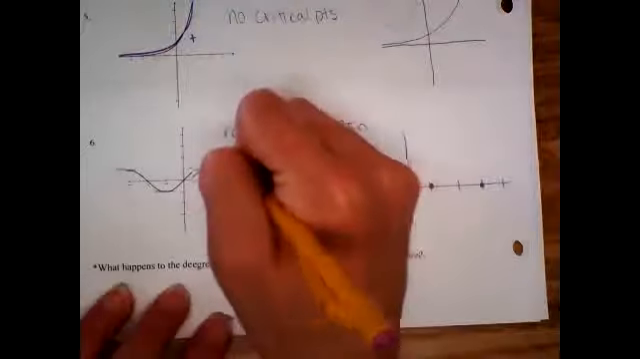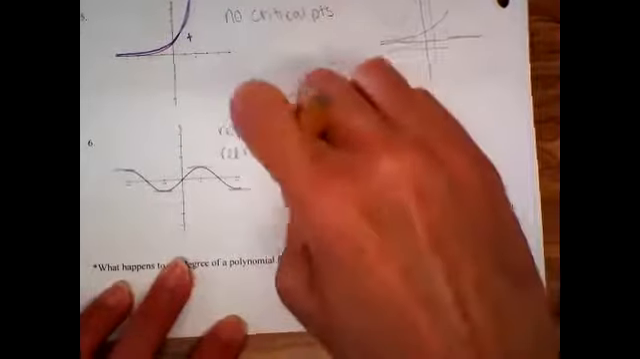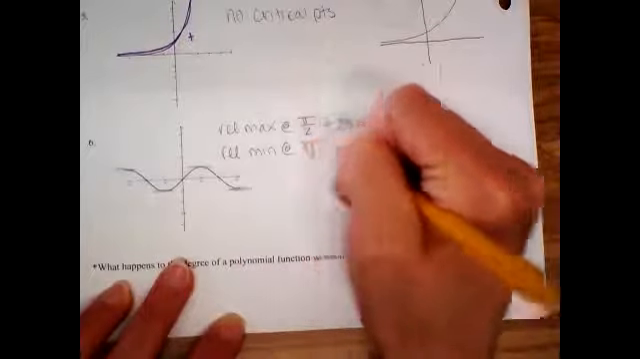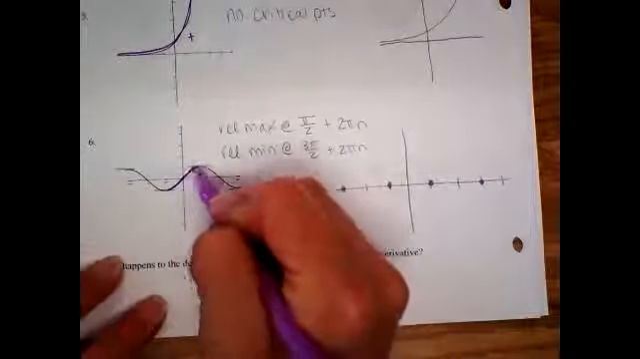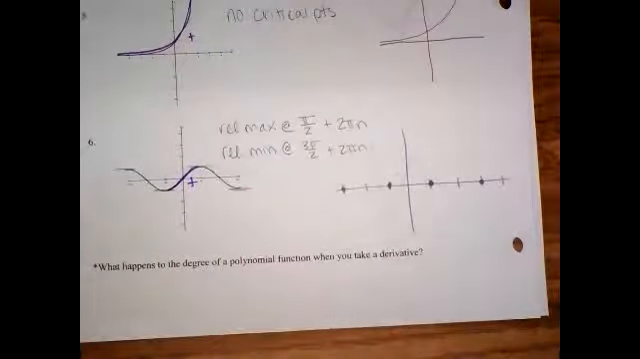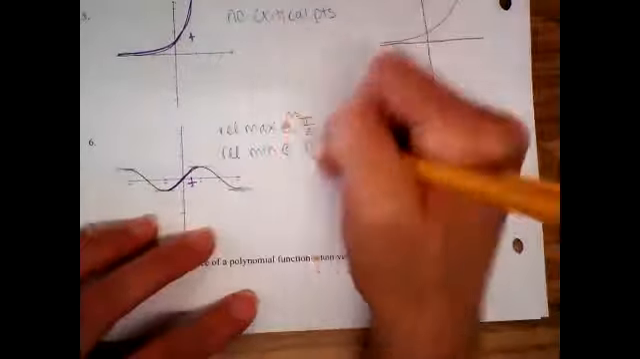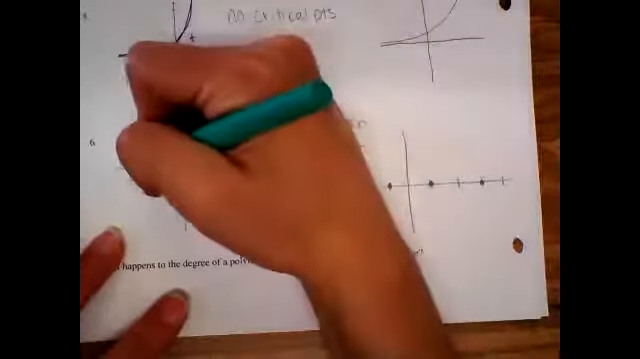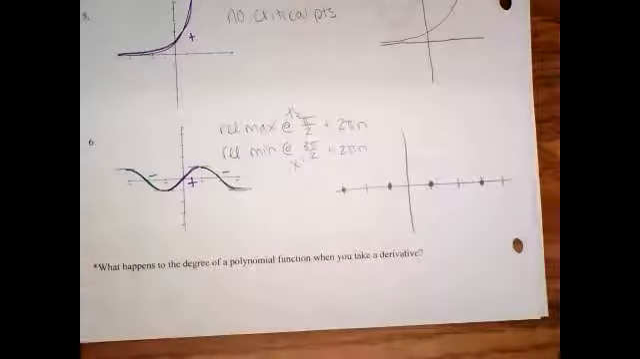And then the same thing with the minimums. We're going to have a relative minimum at 3 pi over 2, where the first minimum is, and then plus 2 pi n. So every time you go around the unit circle, you get another one. Oh, I'm sorry, I should have put an x equals. That's not something you would necessarily lose points over, but it should technically be there.